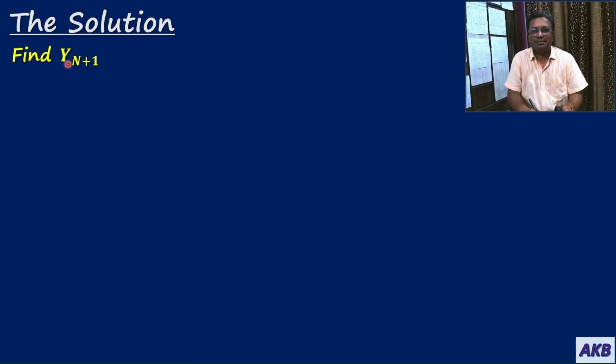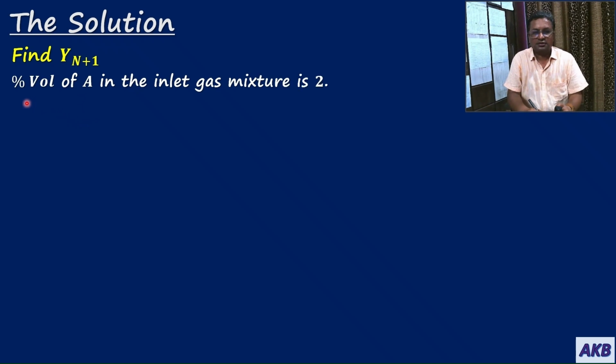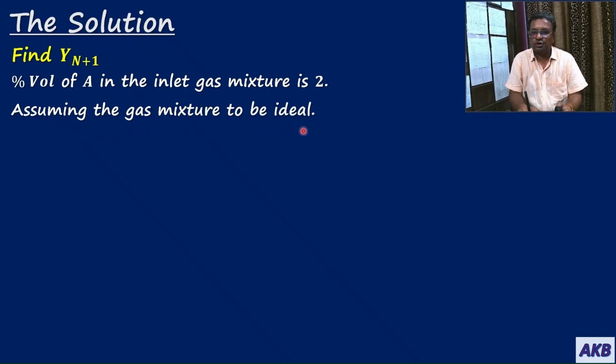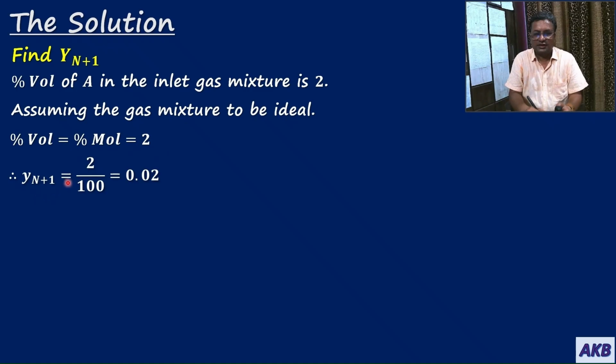First, we will find capital Yn plus 1. For that, we have this information: percentage volume of E in the inlet gas mixture is given to us, it is 2. So we will assume the gas mixture to be ideal, and for an ideal gas mixture, percentage volume is equal to percentage mole, that is 2. Therefore, mole fraction is mole percent divided by 100. So small yn plus 1 is equal to 2 upon 100, which is 0.02.